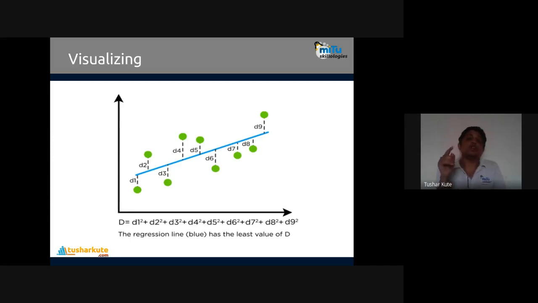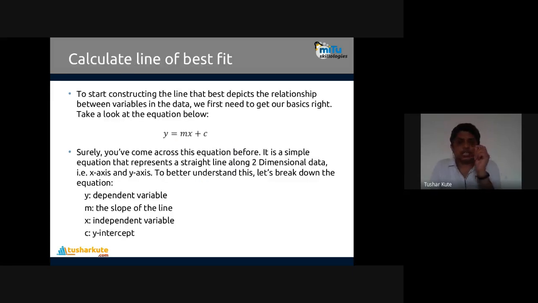Now here the line is placed at such a position where D has the smallest possible value. This is what we call the error, and the least square idea is used. Why is it called least square? Because the line of best fit will be like this, where the least amount of squared error is present. That's why it's called least square regression.